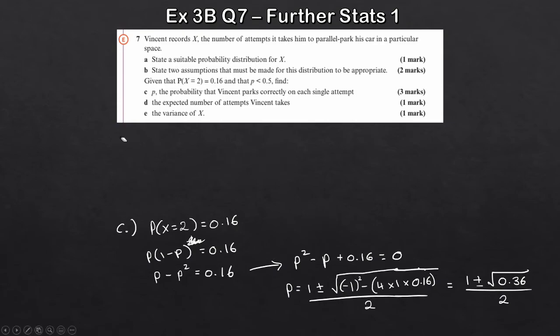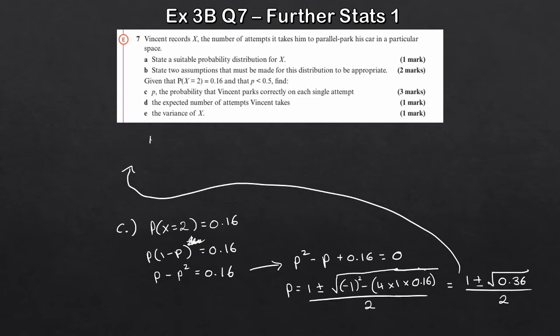Okay, so we've got enough room now. So carrying on up here, all the way up here now. This can be simplified to be 1 plus or minus 0.6 divided by 2. So this is P equals. Well, this will give you two solutions now. P is equal to 0.2 or P is equal to 0.8, depending on whether you use plus or minus.